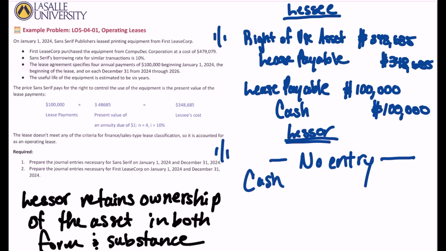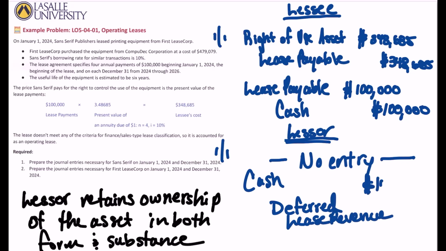And because the lessor has not earned this revenue yet, we're going to credit deferred lease revenue. So we're going to say debit cash 100,000 and credit deferred lease revenue because it's being made at the inception of the lease, and the lessor has not earned that lease revenue yet. So the lessor's entry is debit cash 100,000, credit deferred lease revenue 100,000.